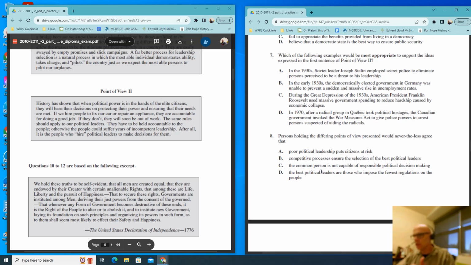Poor political leadership puts citizens at risk. So whether you believe in a dictatorship or a democracy, sometimes there are dictators that are poor leaders. Sometimes there are democratically elected leaders that are poor at leading. And regardless of whether you like democracy or authoritarian states, you'd agree that a poor leader will hurt the citizens, puts them at risk. So it might be A. It really looks like A.